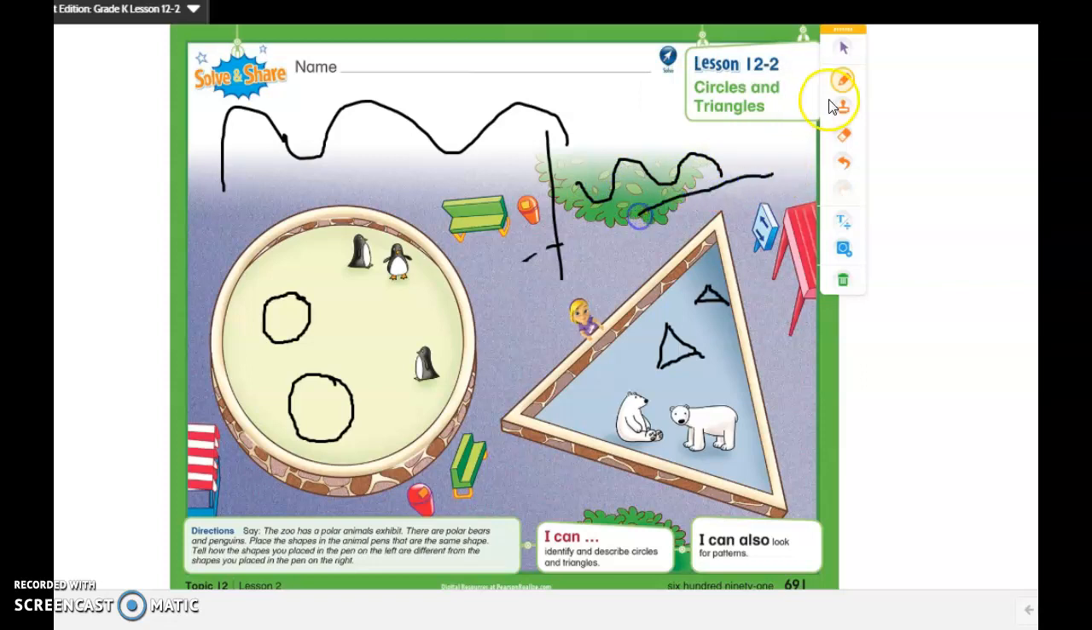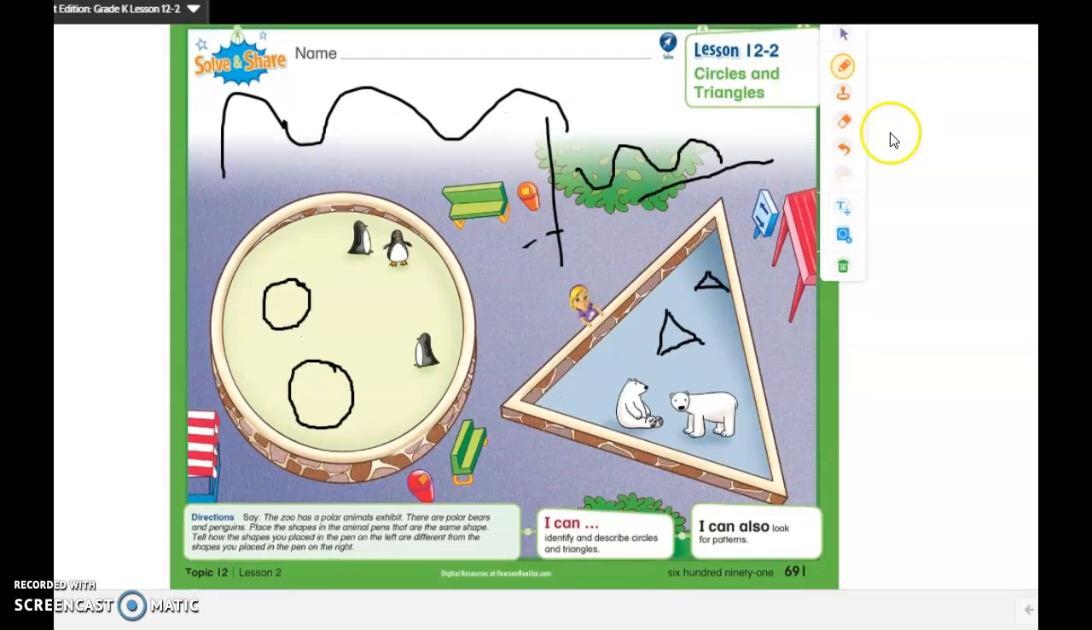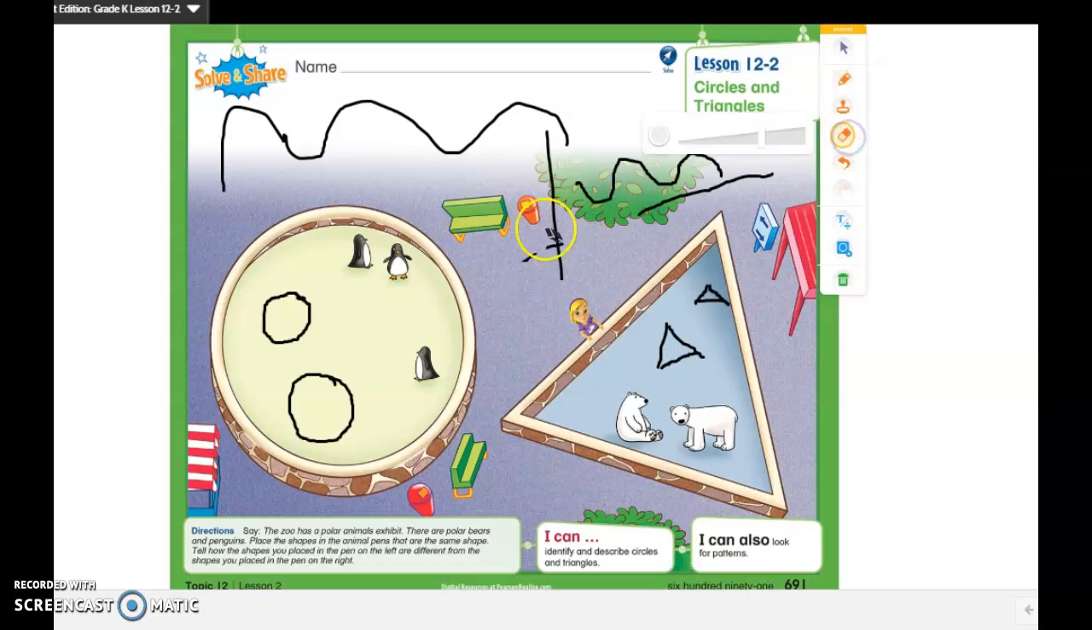So my triangle is going to have all straight lines, and each side is going to connect to another side. Okay, so that leads me to a very tricky question. How are triangles and circles the same? Think about that for a little bit. I'm going to erase some of my extra marks here. You think about how they're the same.